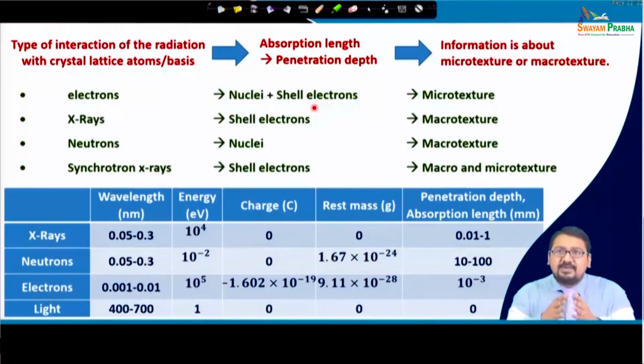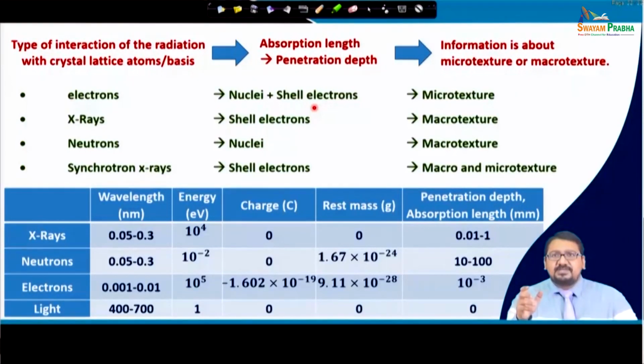Electrons can be deflected using condenser coils, and thereby a thin beam of electrons can be produced, and therefore it can give in-depth information in that microtexture regime. X-rays, on the other hand, interact with shell electrons. It does not have any charge, it does not have any mass, so it can go deeper, but still, because it is interacting with the shell electron, its absorption is high, and therefore it could go up to a few micrometer level only, and therefore it can give macrotexture information.